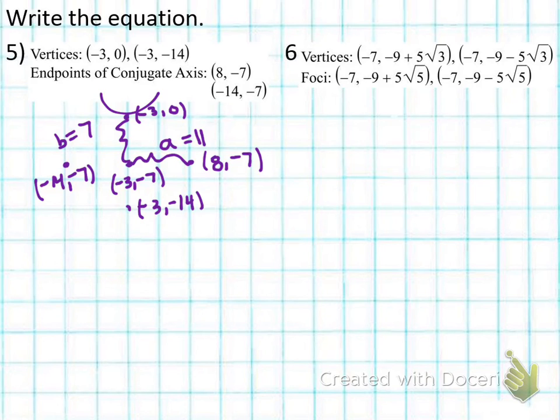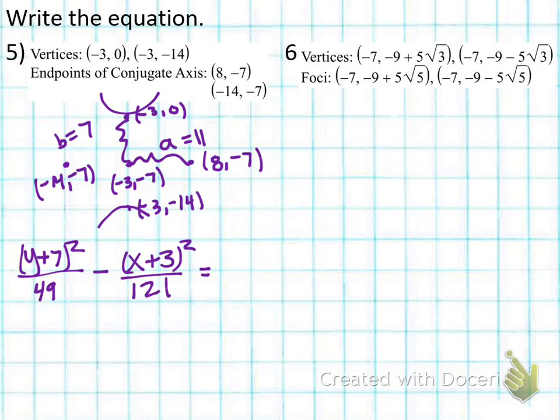Okay, those are the vertices, so this is where my hyperbola would be. So I'm going to put y first, so I get y plus 7 squared over b squared, which is 49, minus x plus 3 squared over a squared, which is 121, equals 1.